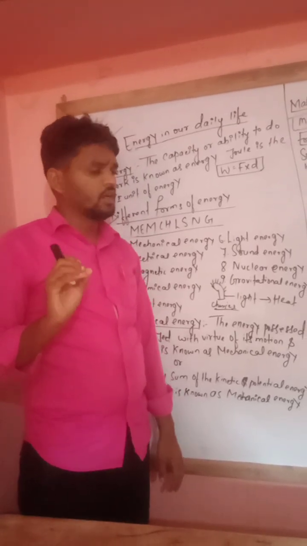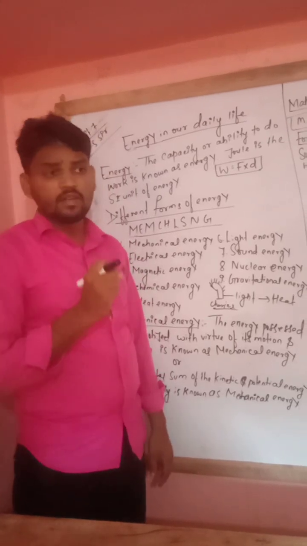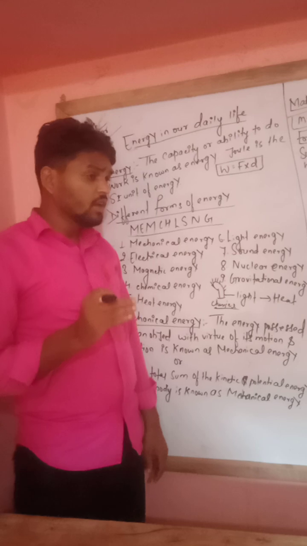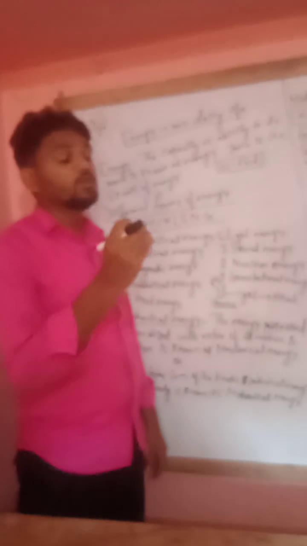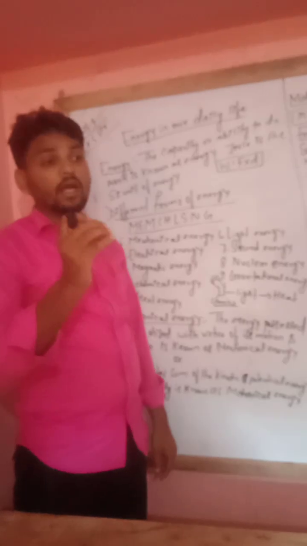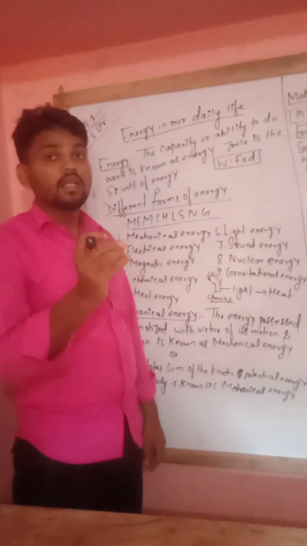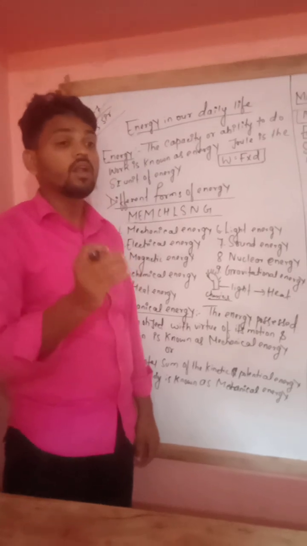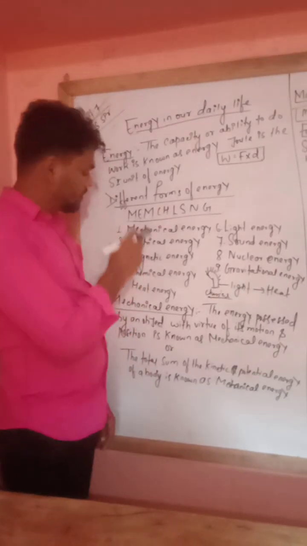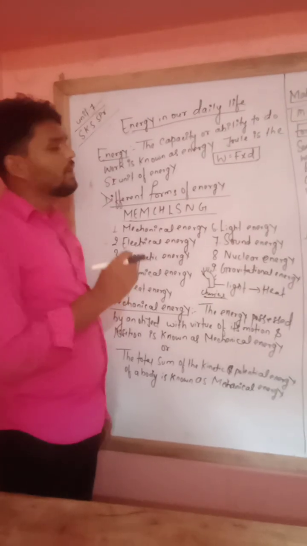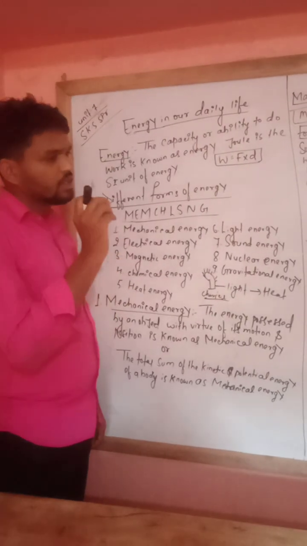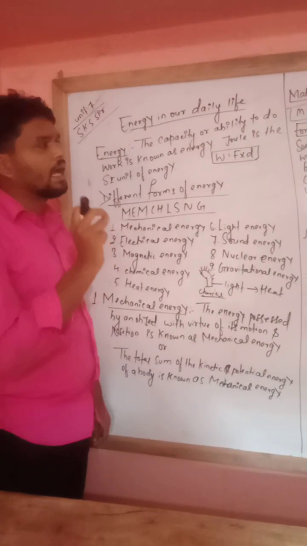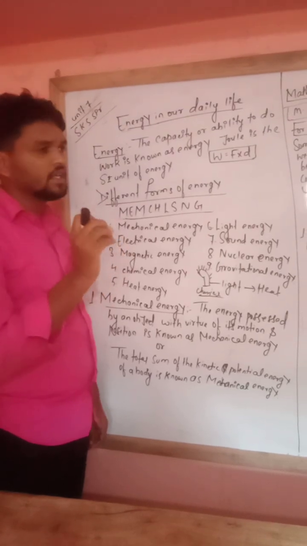Let us suppose many people have more energy, some people have less energy. It means that those people who have more energy can do a greater amount of work. If anybody has a low amount of energy, then he or she can do only a few works. So in this lesson, we are mainly going to discuss energy. Energy means the capacity or ability to do work.